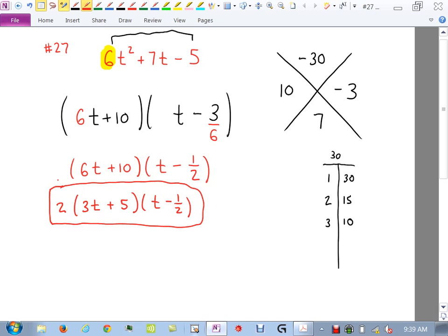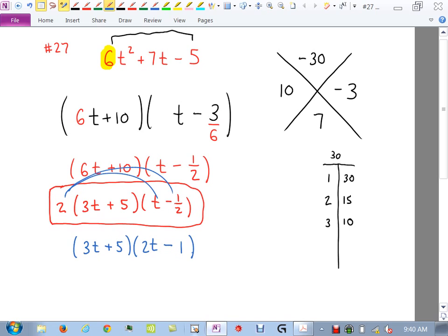So I'm just going to show you that can be done. Again, you wouldn't have to do it, but if you're looking to match the book, this is what you would do. Multiply the 2 just through the second one, not through the first one. You get 3t plus 5, and then 2t minus 1. Now that would match the back of the book.